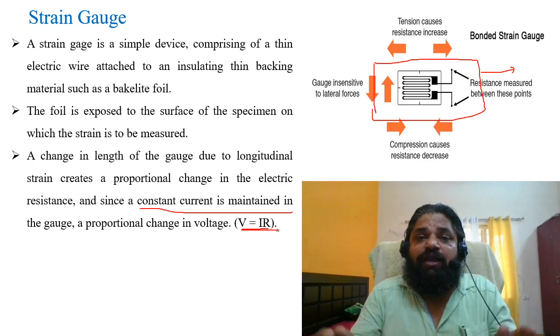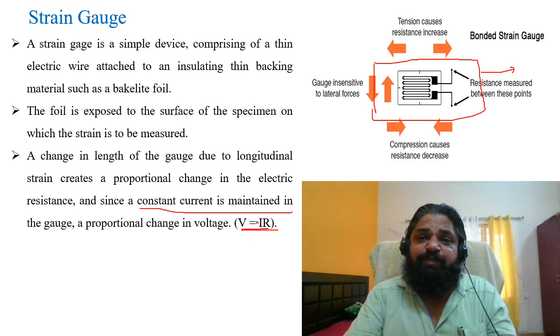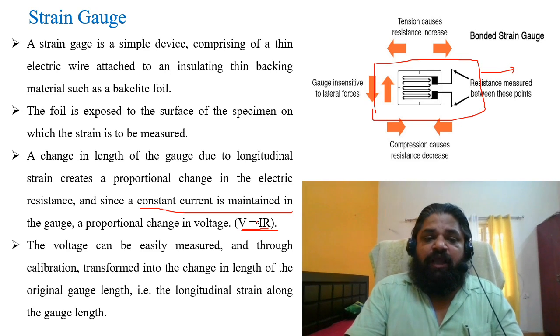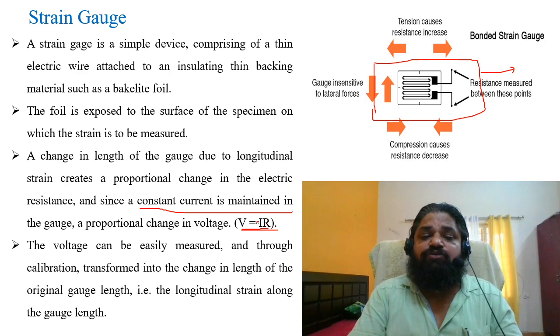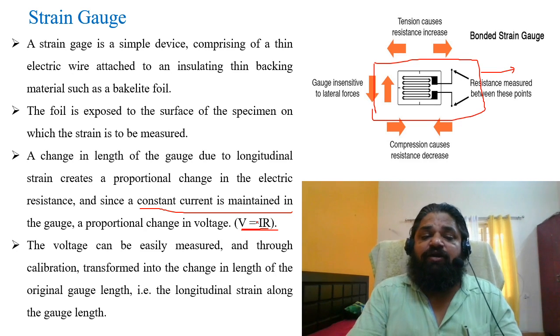We are going to put a mechanical load, but we are going to record by using this V is equal to I into R. This is the basic principle of working of a strain gauge. The voltage can be easily measured by using a voltmeter, and through a calibration transformed into a change in length, and the original gauge length can also be calculated from the gauge length.